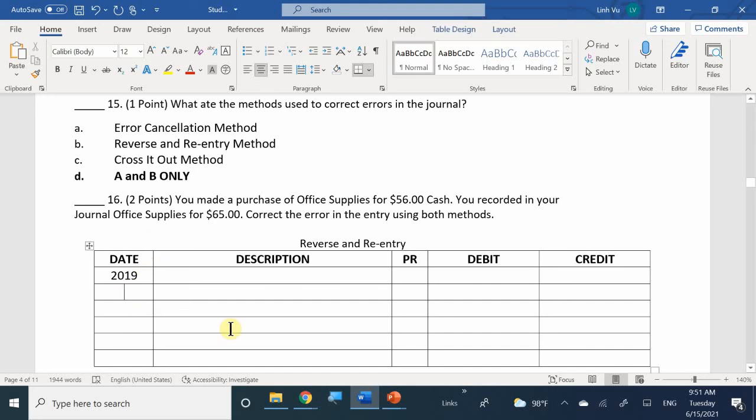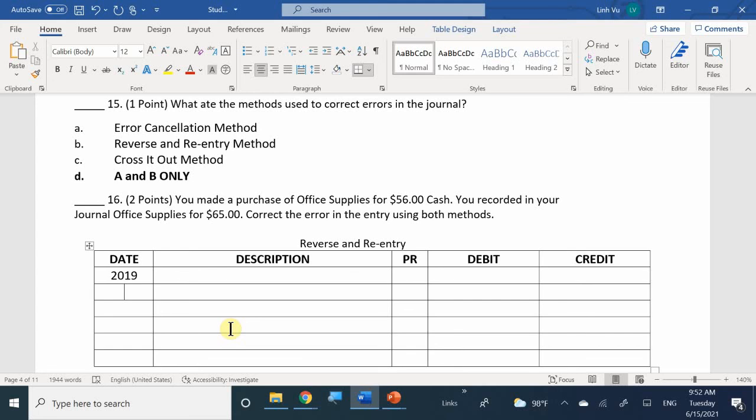So the first one, what was it again? Record the entry the way that it was wrong, with the $56 in cash, 2019 description. Okay, so the purchase, you're not going to record it for the wrong amount. That's not the first entry. So what do you do first?